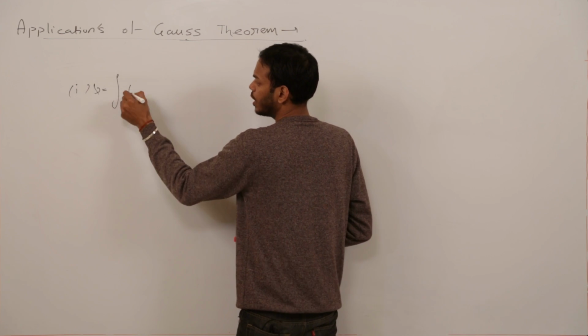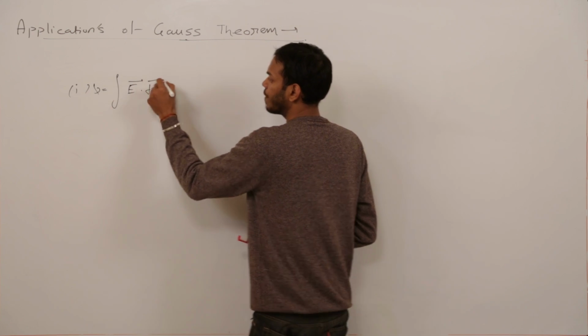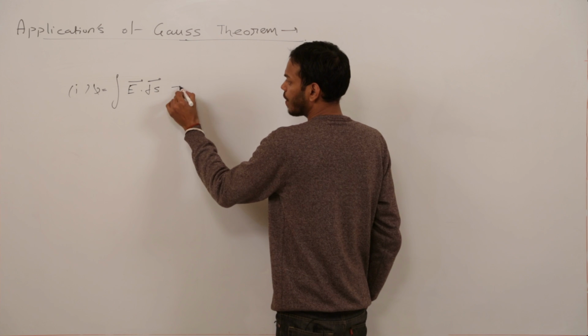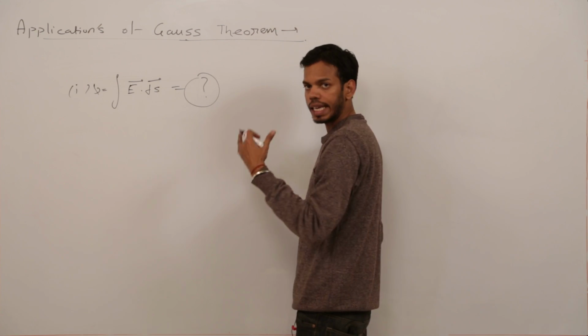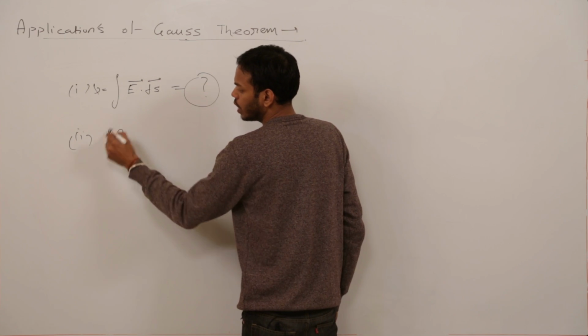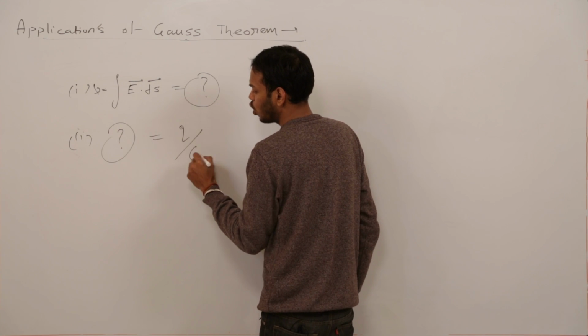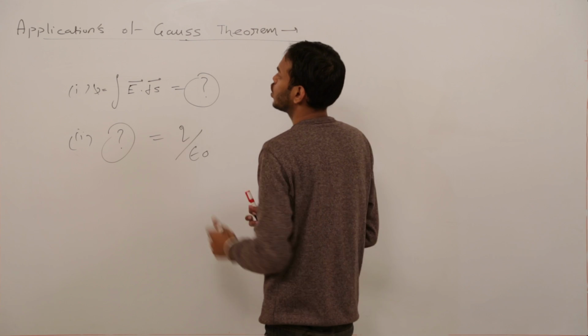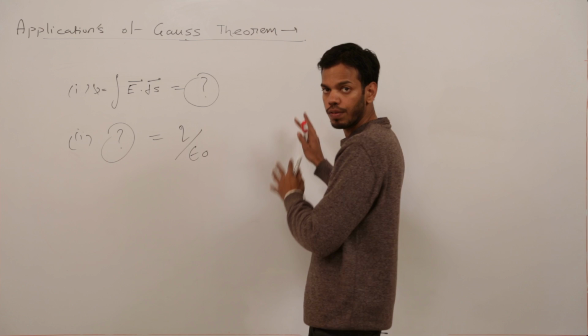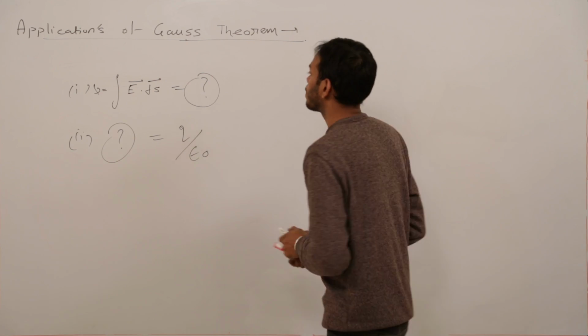What was flux? E dot ds. That is the surface integral of electric field about a closed surface. First, find its value on your own. Do not equate it yet. Second part, once you have got your value, equate it with the value of q upon epsilon naught, which was according to Gauss theorem. In doing so, you will get the value of electric field of whatever surface or charge or group of charges you are looking for.